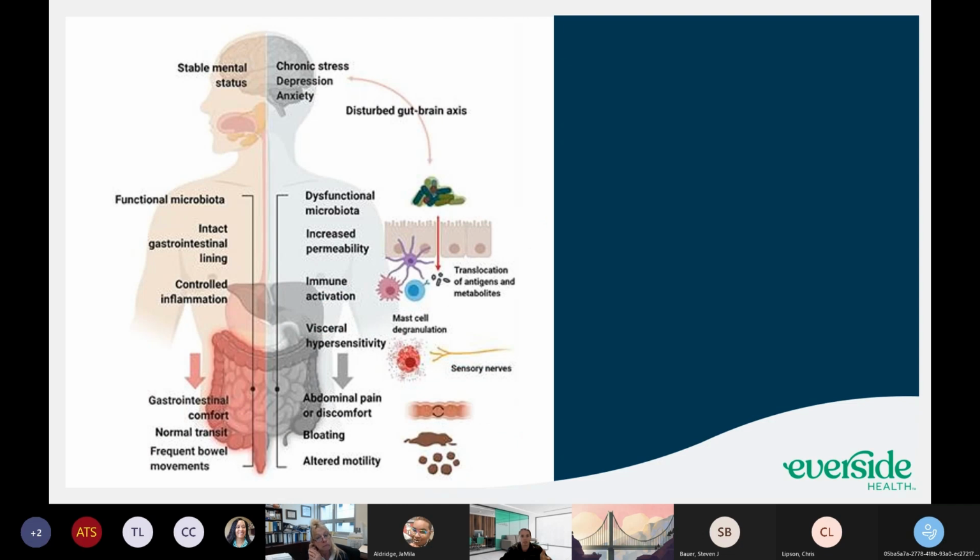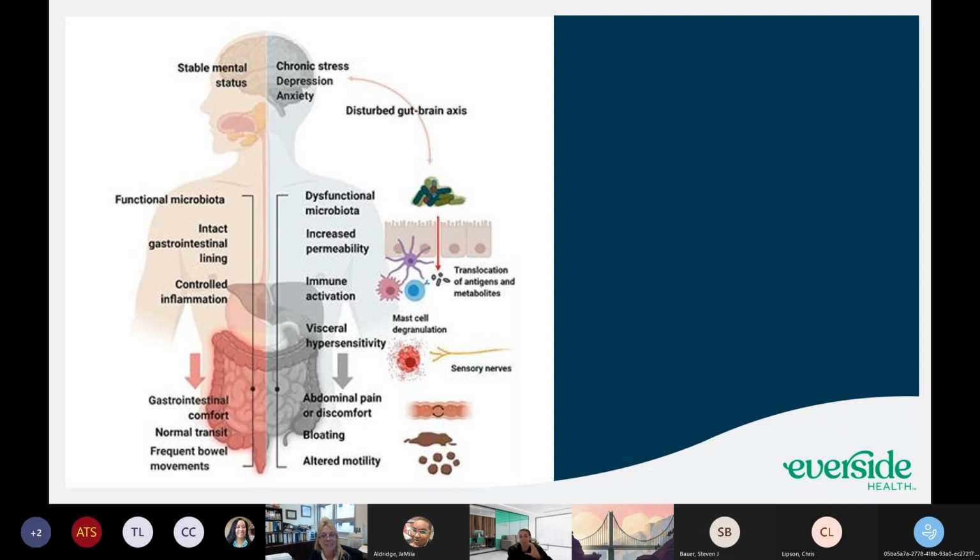So on the left side here, we have our stable mental state. Right side, chronic stress, depression, anxiety. And which came first, the chicken or the egg? Kind of depends. We don't really know. Might depend on the person. So in a stable state, you should have a functional gut microbiota, intact gastrointestinal lining. So those lovely little finger-like projections are stable and close together. Controlled inflammation, gastrointestinal comfort, everything's flowing right. You're not having any issues. You're having normal bowel movements. Nothing's going crazy. I will warn you, we are going to be talking a good bit about poop today. So I'm sorry if it gets gross.